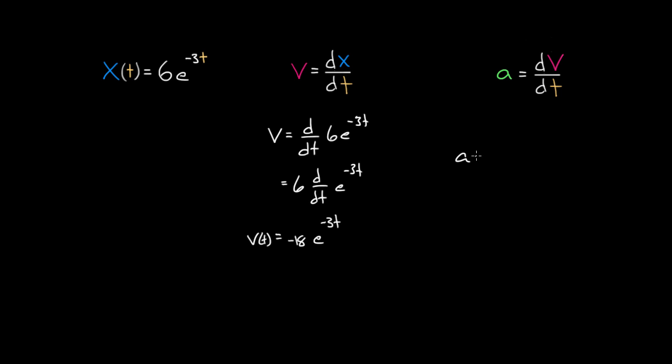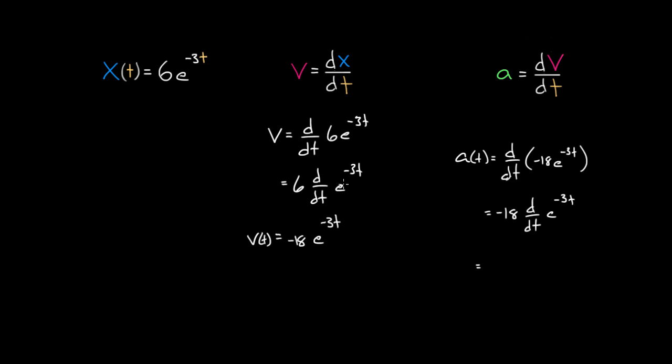And if I wanted the acceleration as a function of time, I would then take a derivative with respect to time of my velocity. And we just found that. That was negative 18 e to the negative 3t. And I take that derivative, I get to bring the negative 18 out. I get negative 18 derivative d dt of e to the negative 3t. And again, we just saw what that was.